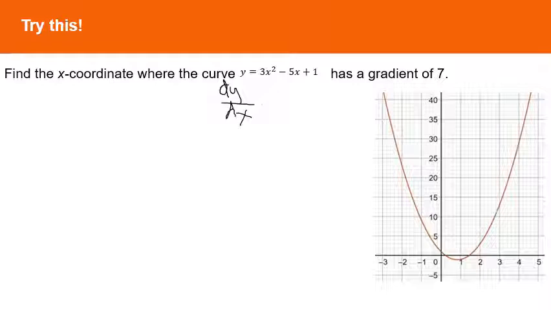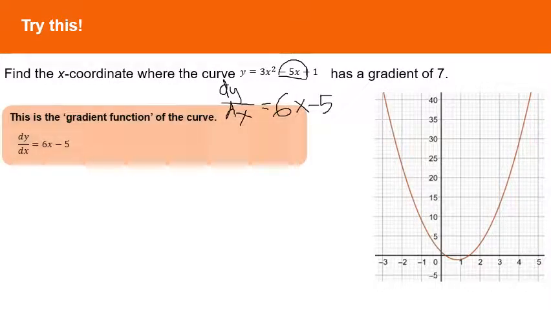This is 2 with 3 will make 6. Still the same, 6x. Power 1, we don't have to write it, right? And this is negative 5x will be negative 5 only for the differentiation. So we already have the gradient function. This is still the same, right? The gradient function is 6x minus 5. And we already have the gradient in here. So it means 6x minus 5 is equal to 7.